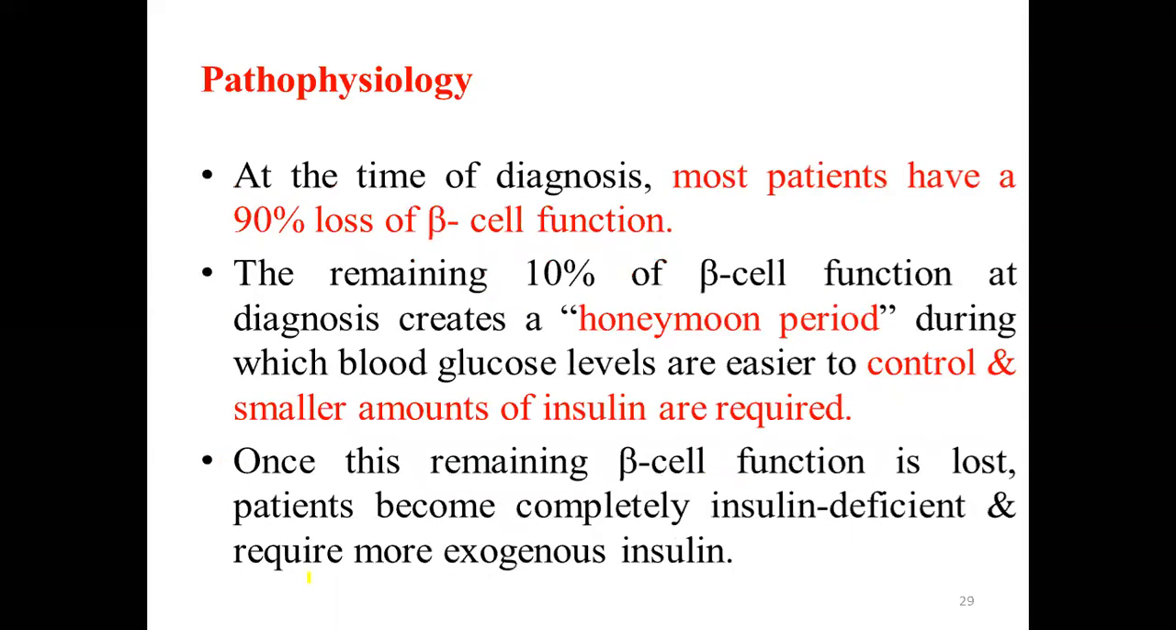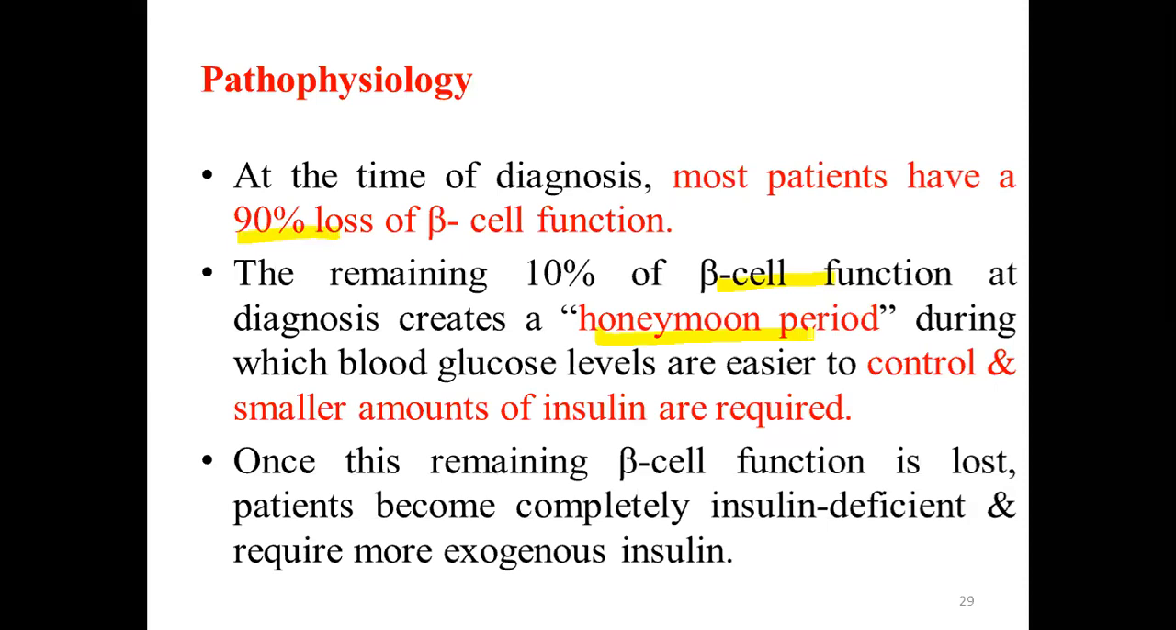Yes. Then what will happen when there is a derangement in the function of the beta cell? Now that is where the problem comes in. Mostly at the time of diagnosis, most patients have a 90% loss of beta cell function. Especially in type 1 DM, at the time of diagnosis, around 90% of the beta cell function is lost. So the remaining, what will happen? The remaining 10% of the beta cell function at diagnosis creates a honeymoon period.